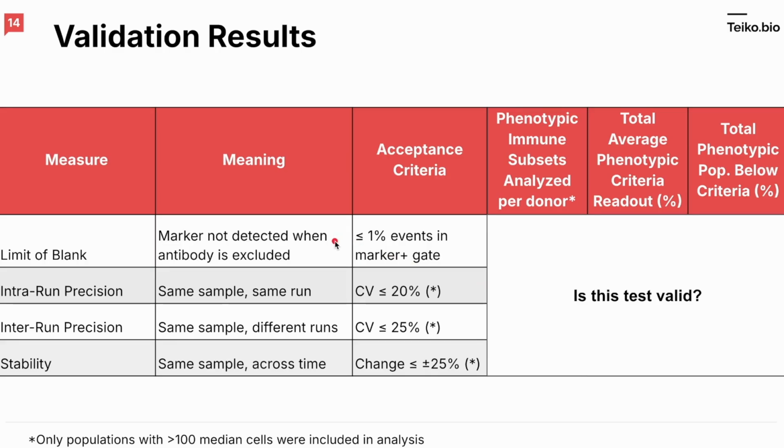And for each of these, we have a specific meaning. So, for example, limit of blank, you take that marker out and make sure that it doesn't show up when you run the actual test. Inter-run precision, same sample, different runs. Stability, same sample across time. And there are a variety of different acceptance criteria depending on it. And we're going to talk about the phenotypic subsets, analyze the phenotypic readouts and the phenotypic population below criteria. We do have the functional data. We will show that as well, but in terms of the criteria, we really focus on the phenotypic ones because these have a little bit less variability.